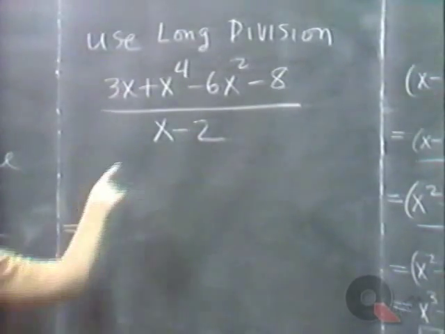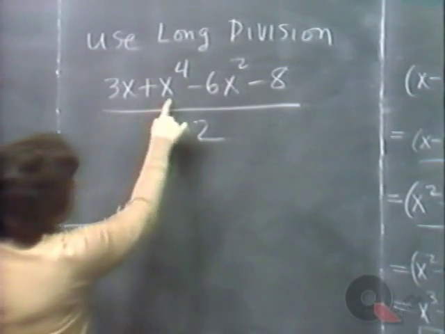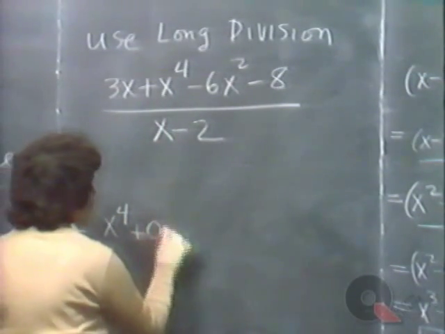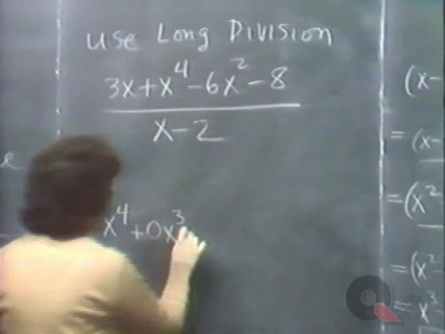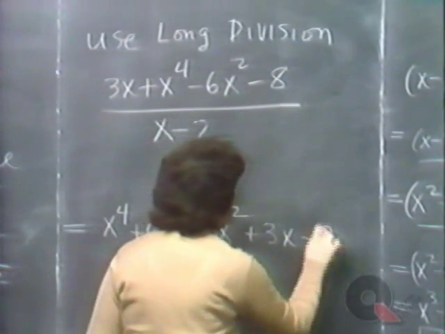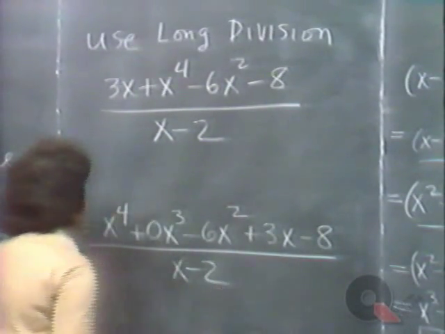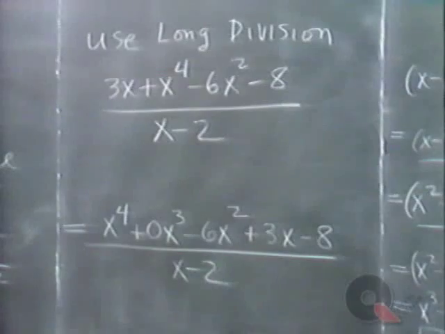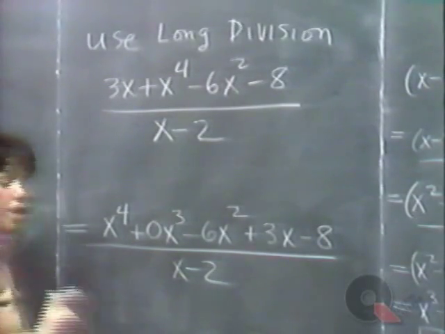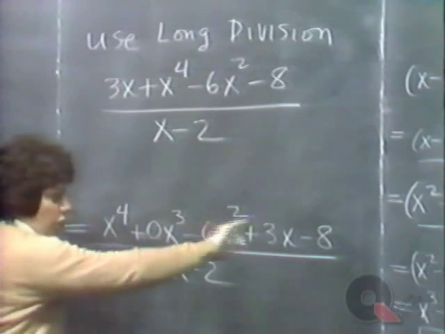So I'm going to rewrite this as x to the fourth. Let's see. We don't have an x cubed term. I'm going to put one in, 0x cubed. Then minus 6x squared plus 3x minus 8 over x minus 2. X to the fourth plus 0x cubed minus 6x squared plus 3x minus 8, all divided by x minus 2. We've done two things. We have rearranged the order so that we go from highest degree term to lowest.